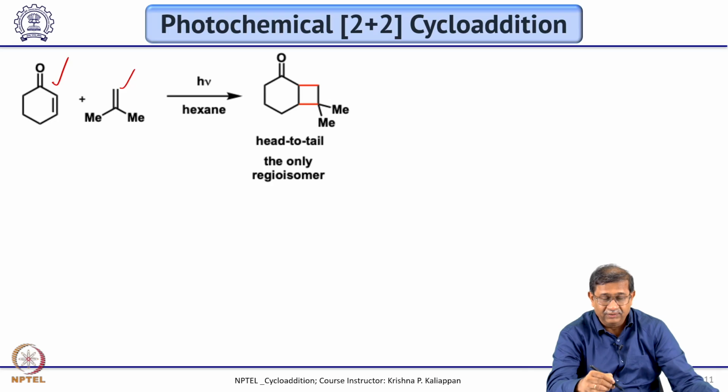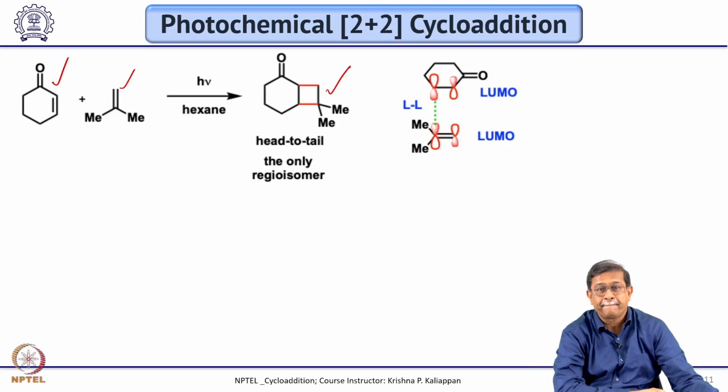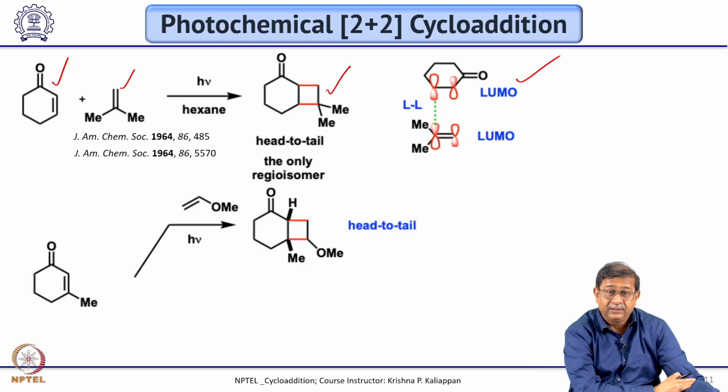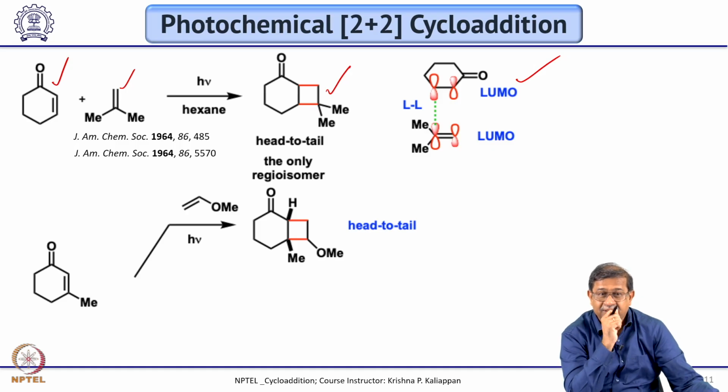So, this will give head to tail. This is the only isomer. That is again because of the stable biradical through which this reaction goes. The biradical intermediate is the one which determines the regiochemistry. Okay. And you can also explain this by the LUMO of both. And if you have electron donating pi component and if you have electron withdrawing pi component, then the regiochemistry depends on which substituent you have.